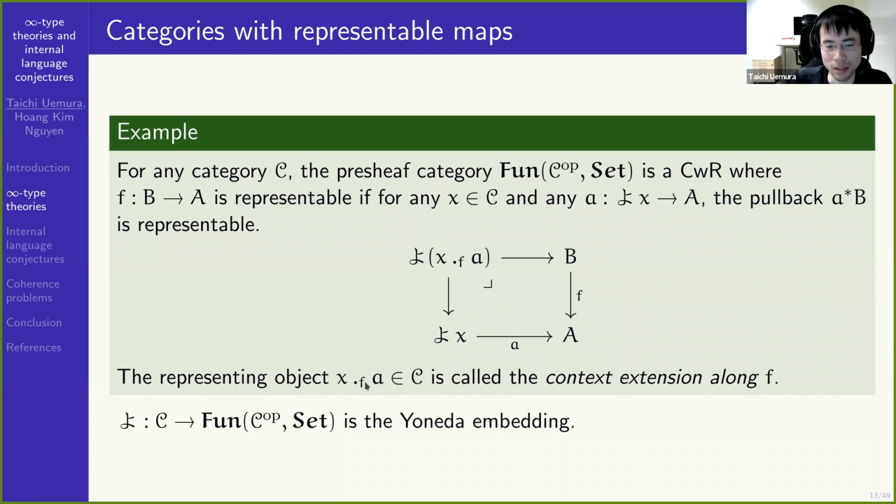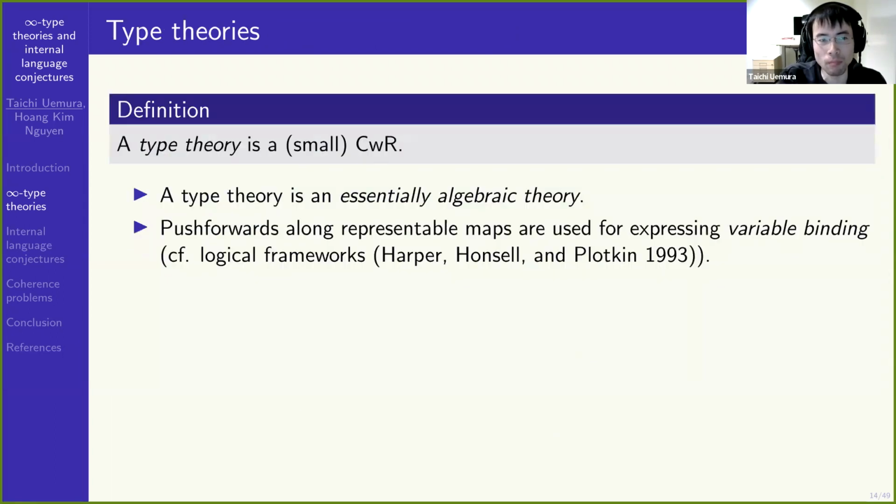The representing object, which I denote by x dot a, is called the context extension along F. So my definition of a type theory is just a CWR. Okay. So the quick intuition is, type theories should be first of all essentially algebraic theory, which corresponds to category with finite limits. I mean, essentially algebraic theories correspond to categories with finite limits.